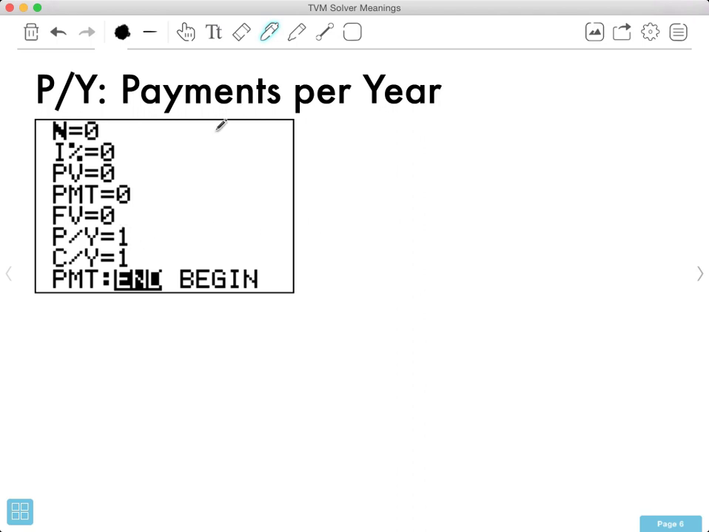Payments per year is just what it says. It's how many payments you plan to make per year. If you're paying off a loan monthly, you would have 12 payments per year. If you're paying off a loan daily, you would have 365 payments per year. P/Y and N are linked together, and that link is so important we'll actually look at it on its own slide right near the end of the video.